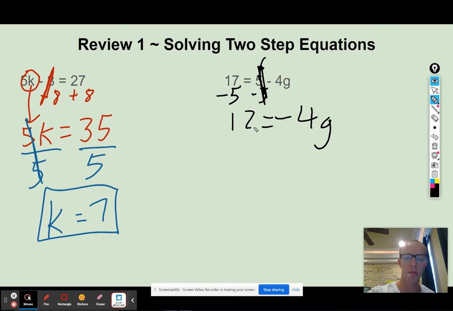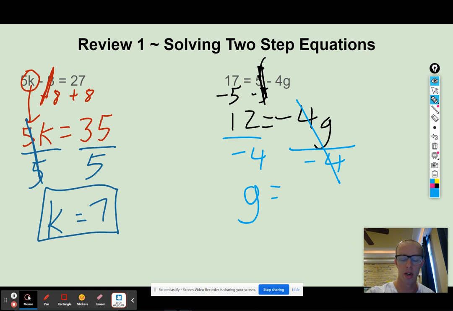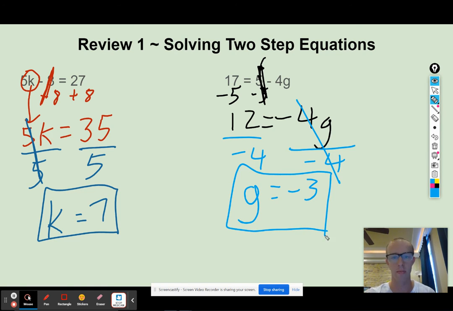17 minus 5 is 12. So now I have 12 equals negative 4 times g. To get rid of this multiplication here, I simply have to do division. So I divide each side by negative 4. These cancel. G is by itself. 12 divided by negative 4 is negative 3. So g is equal to negative 3.